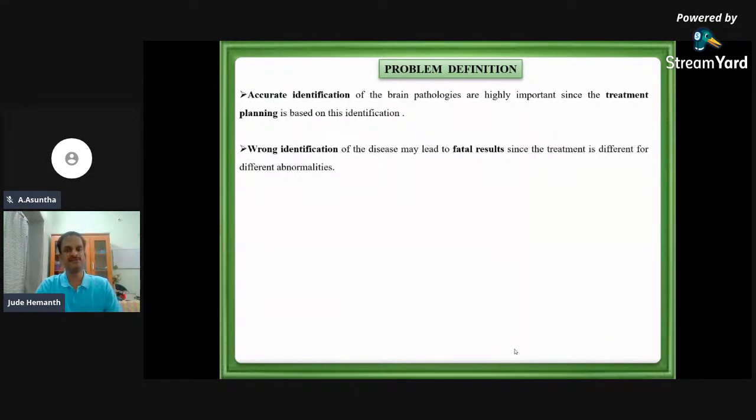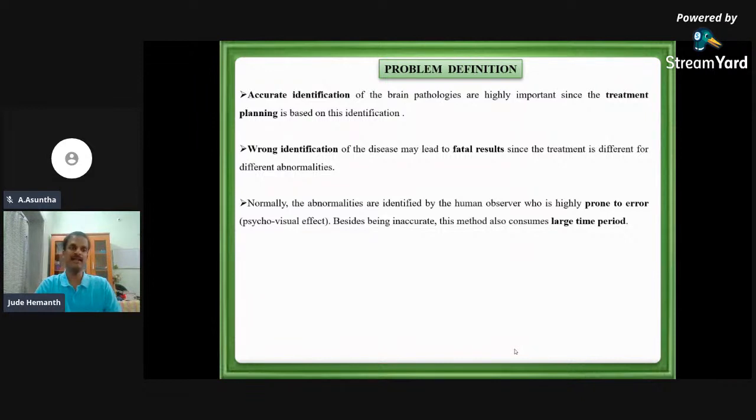Accurate identification is important. Wrong identification will lead to fatal results because you cannot take a chance with the life of a patient. Conventionally, these abnormalities are assessed by a doctor, which is highly prone to error because of the psychovisual effect, since human perception differs. If I say the background of my PowerPoint is good, somebody else may say it would have been better. Human perception will always change. But if we miss even a single pixel, it is going to be dangerous for the human being.